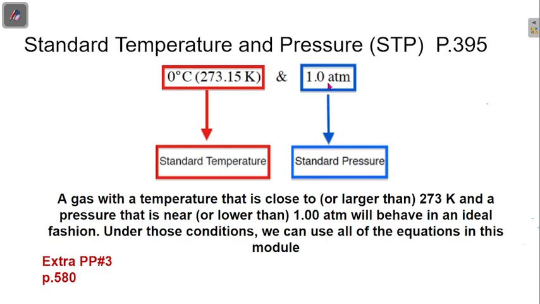And you need to know that you only can use those equations if you have an ideal gas that's behaving as an ideal gas. So let's do one problem to see how all of this is put together. Extra practice problem number 3 on page 380 in your textbook. Remember to pause here, and then we'll tackle that together. You try to do it on your own, and here we go.